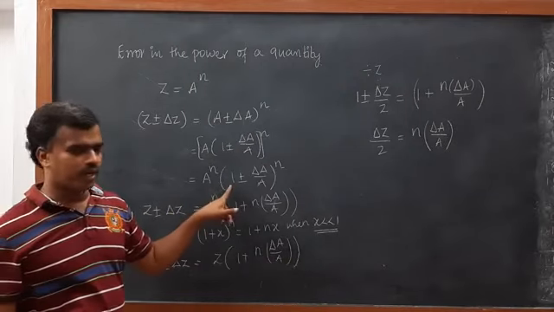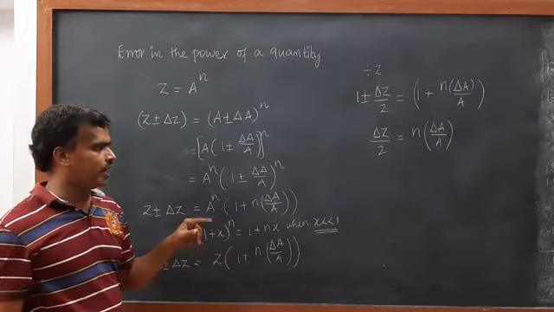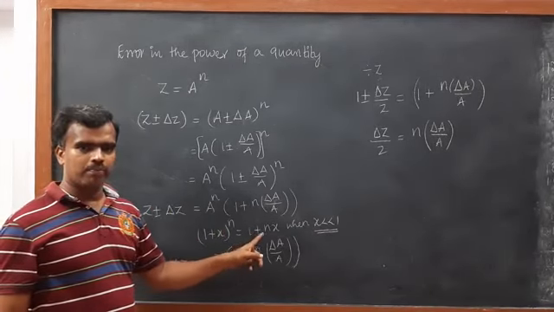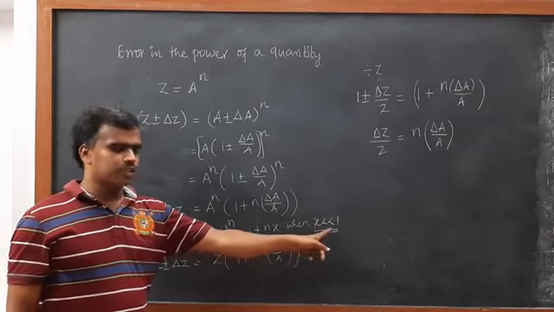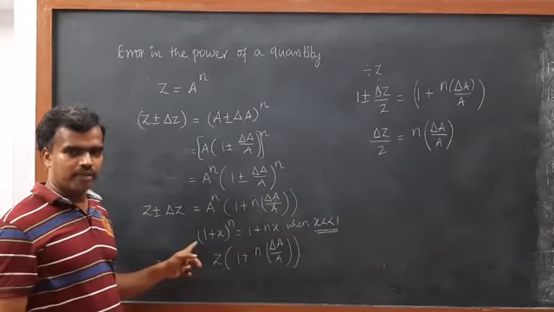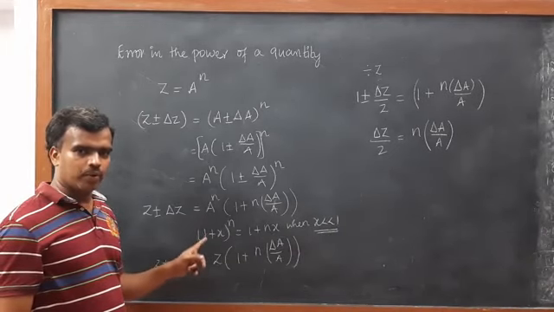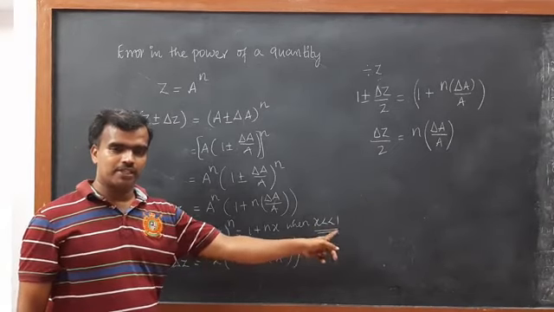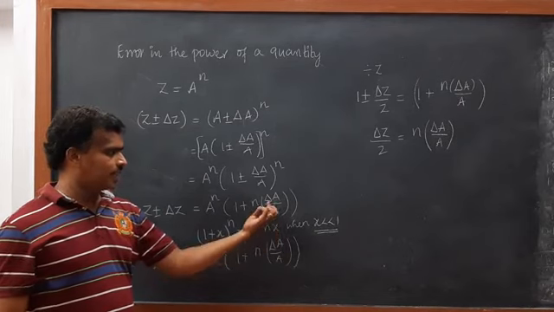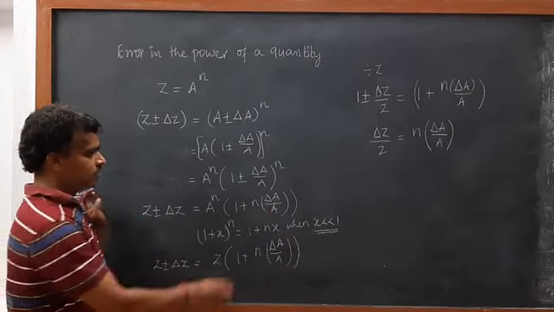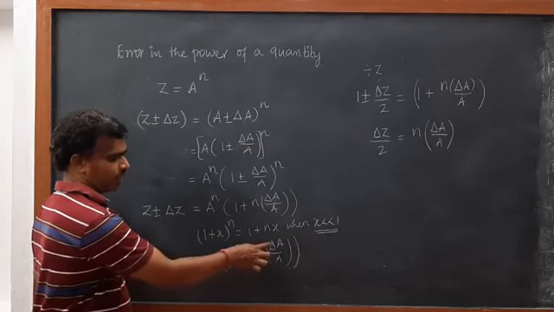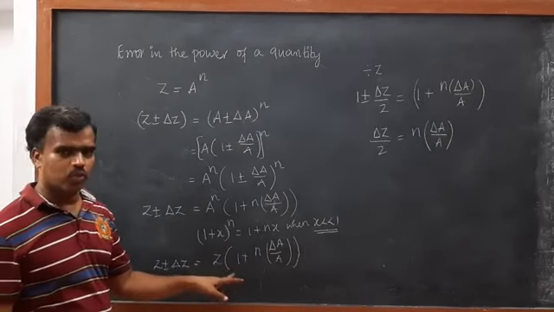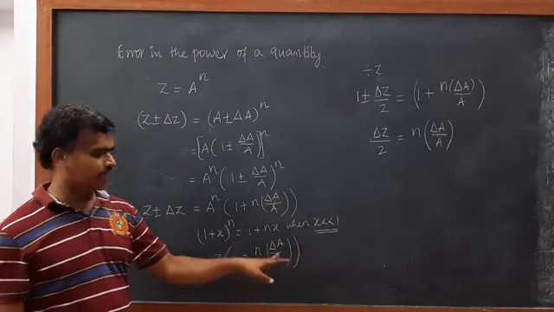And I can write this as 1 plus n into delta A by A, because using the binomial theorem, 1 plus x to the power n is equal to 1 plus nx when x is very much less than 1. This is a condition for the binomial series. What is x here? Delta A by A. Therefore I can write 1 plus n into delta A by A. So Z plus or minus delta Z is equal to Z into 1 plus n into delta A by A.